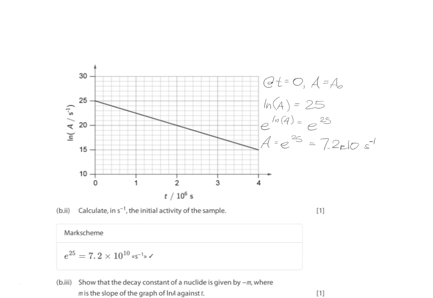So to get rid of natural log, I raise both sides, e to the both sides. I raise both sides, not to the power of e, but e to that power. So e to the natural log of a equals e to the 25. Of course, e to the natural log of anything equals that thing. And so a is e to the 25, which is 7.2 times 10 to the 10 seconds to the -1. So that's where they're getting that from.